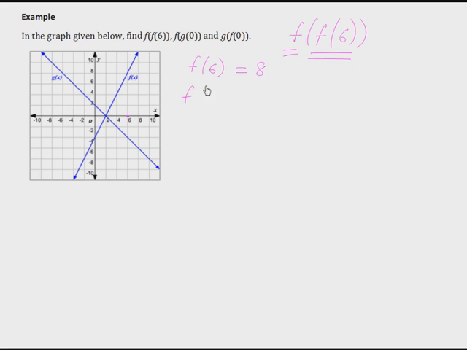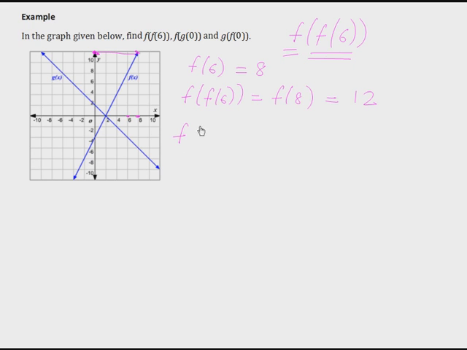I need to find f of f of 6, which is f of 8, which means I go to 8 on the x-axis, head to the f graph, and up here, this point is 12. So f of 8 is 12. It's the top of the graph. So f of f of 6 is f of 8, which is 12. So I'm using the f graph twice. I put in an input x of 6, get an output 8. This becomes my new input. I put in 8 and I get an output 12.